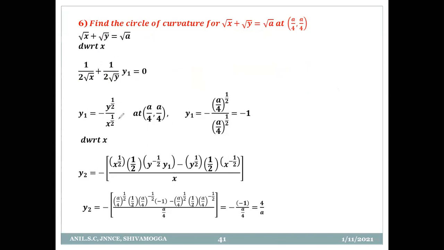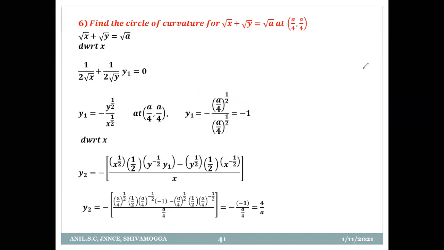Substitute. y1 is equal to minus y power 1 by 2, where y is a by 4, therefore a by 4 power 1 by 2, divided by x power 1 by 2, where x is a by 4, a by 4 power 1 by 2. Cancel these two terms. You get minus 1. y1 is equal to minus 1, the first order derivative.